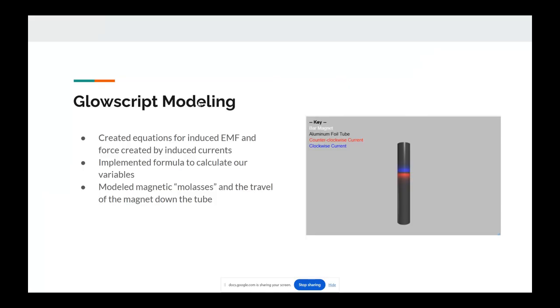GlowScript modeling. This is one of the more complicated ones, but we create equations for induced EMF and force created by induced currents. We implemented formulas to calculate R variables, and then we modeled the magnetic molasses and the travel of the dipole magnet through the tube.